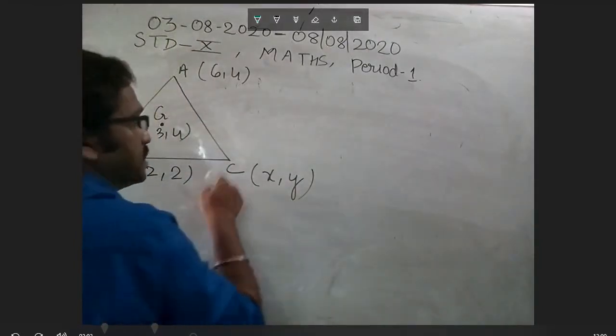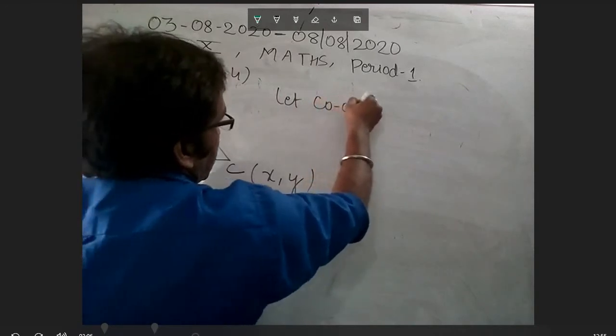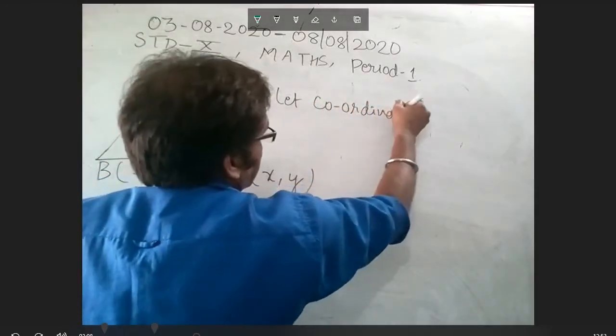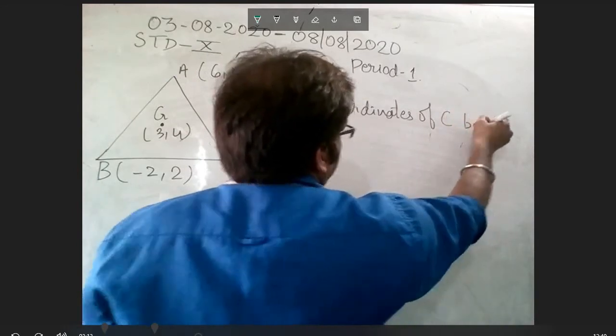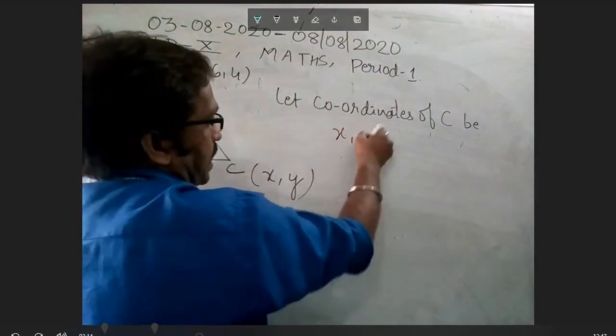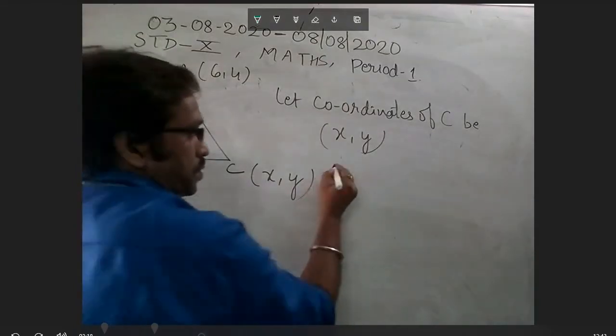So first of all, write what is given here. Coordinates of two vertices and the centroid are given, but coordinate of C is not given. The coordinate of C I will consider as x and y. I have to find the value of x and y only. All our calculations are based on this only.